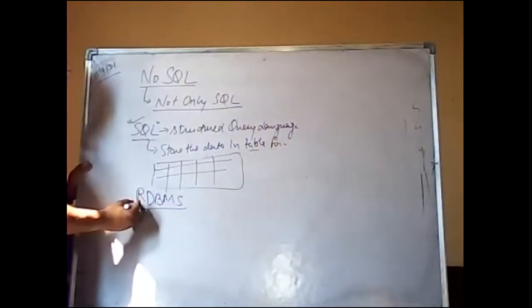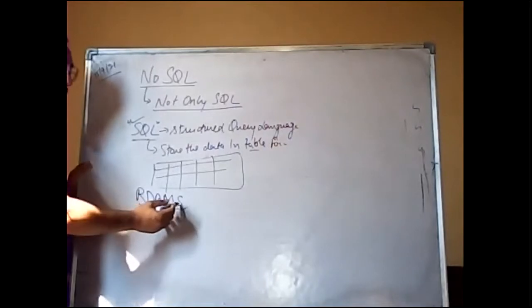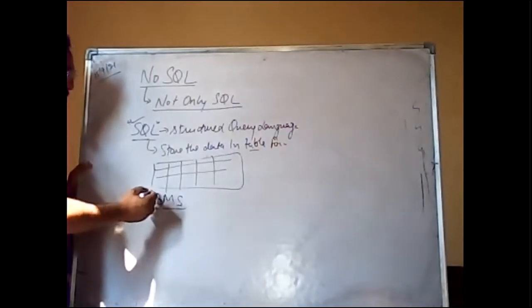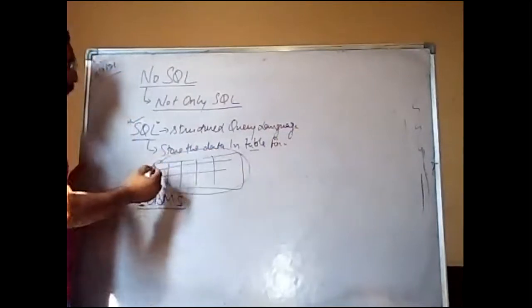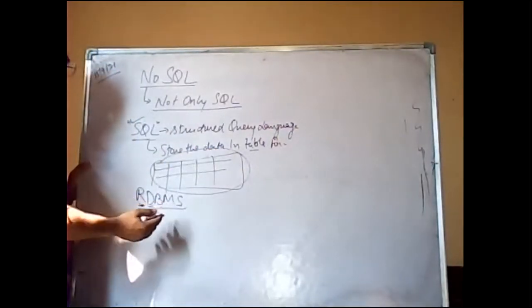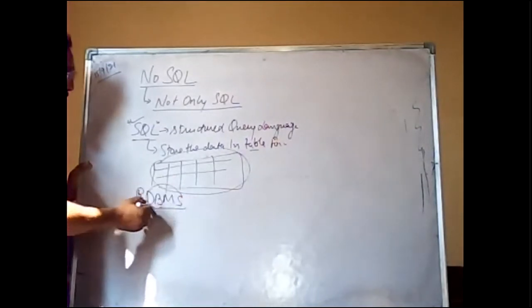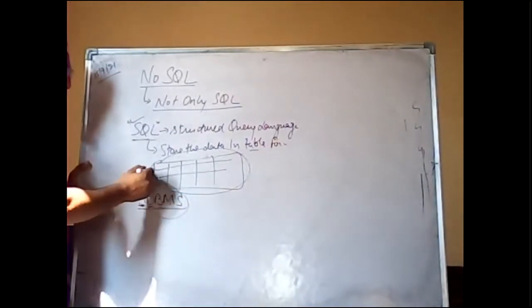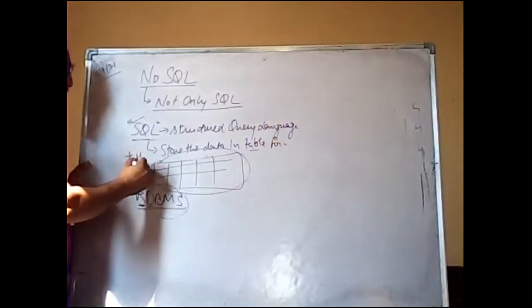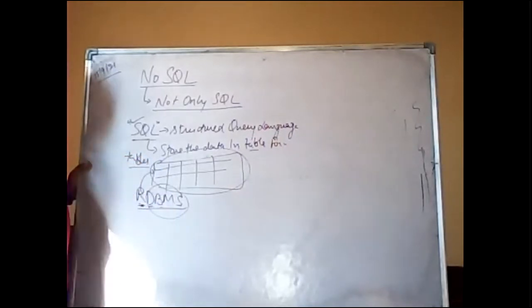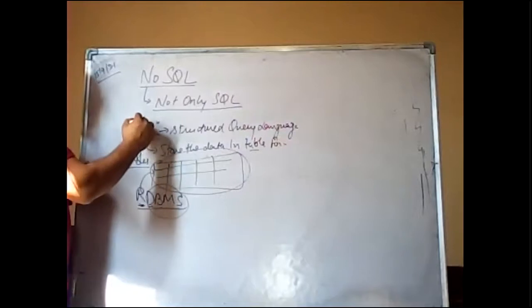RDBMS stands for Relational Database Management System. Relation means your table form, and a database management system is the software to store your data. This is the management system to store your data in table form. That is your SQL case.